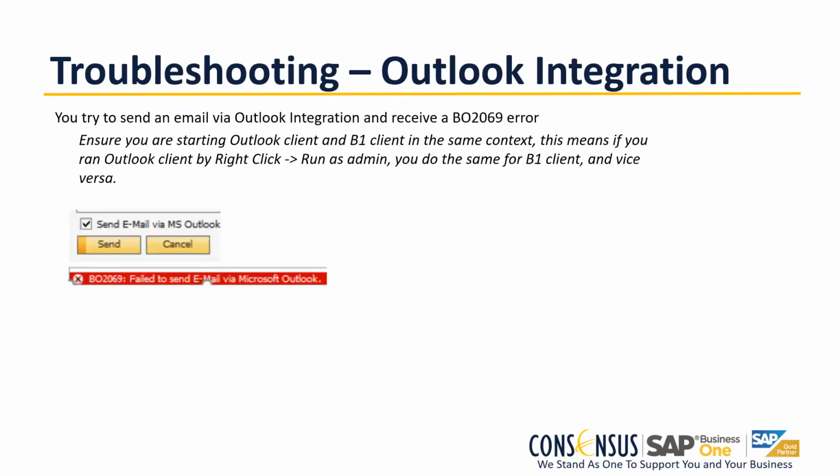There's another error message that looks almost the same here. And this one happens when you, for example, run one of the two programs in a different context. And what that means is sometimes you'll right click an icon and you'll hit run as administrator. And that really runs it as a different context. So if you did that for the Business One client and not for Outlook, then they can't communicate. Or if you did it for Outlook and not the Business One client, then they can't communicate. So you should make sure you do the same for both, either run it regular for both or run them both as admin. Okay, then you won't have this error message over here.